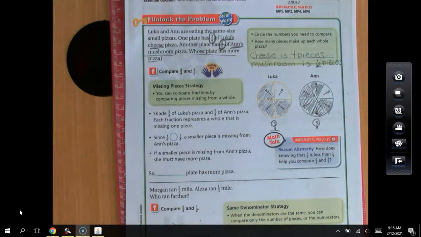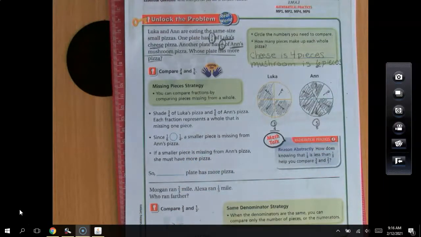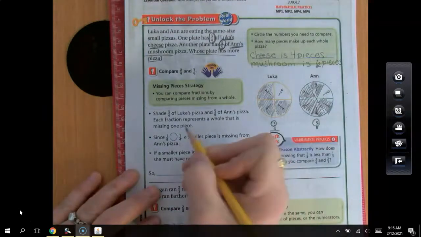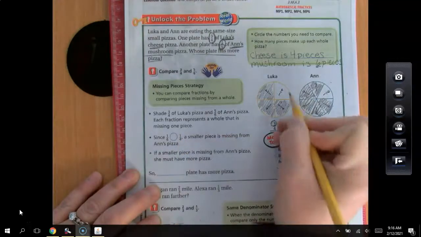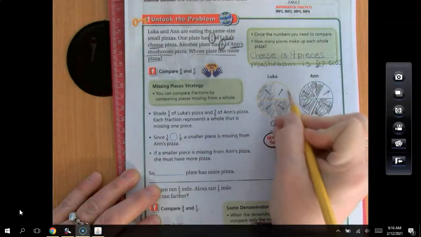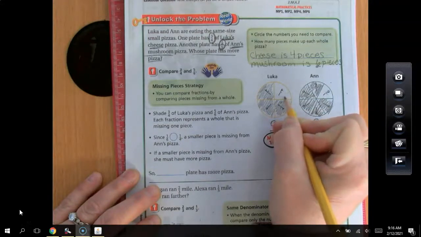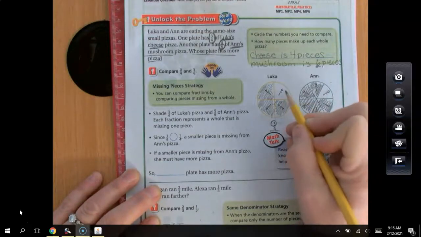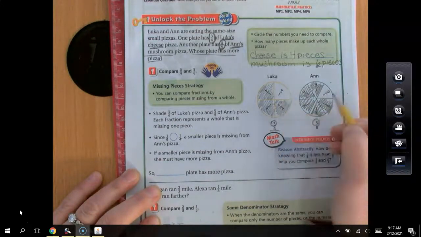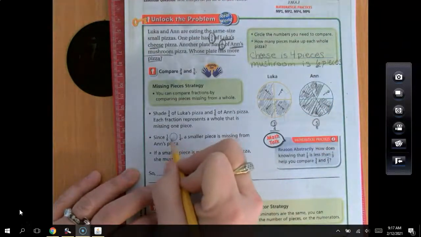Since it is 1/6 and 1/4, a smaller piece is missing from Anne's pizza. So I can say that right here, this is bigger just by looking at my picture. Luca's piece is bigger than Anne's piece. So the 1/4 is bigger than the 1/6. Now, we need to put a symbol in here.